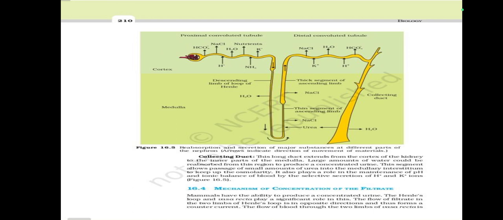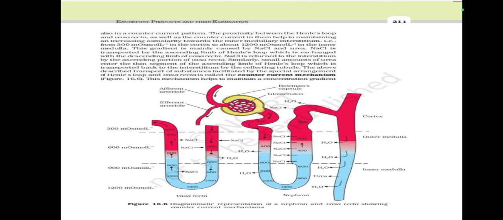The flow of blood through the two limbs of vasa recta is also in a countercurrent pattern. The proximity between the Henle's loop and vasa recta, as well as the countercurrent in them, help in maintaining and increasing osmolarity towards the inner medullary interstitium, that is from 300 milliosmol per liter in the cortex to about 1200 milliosmol per liter in the inner medulla. The gradient is mainly caused by NaCl and urea.